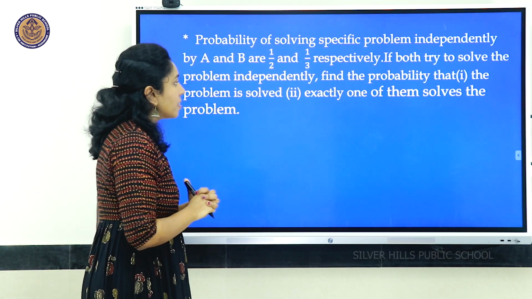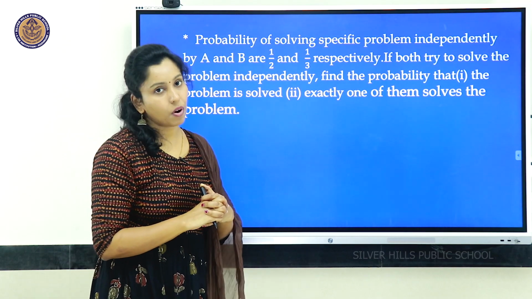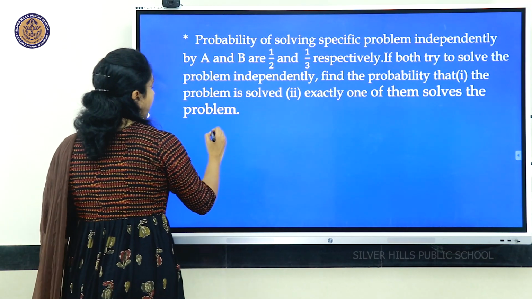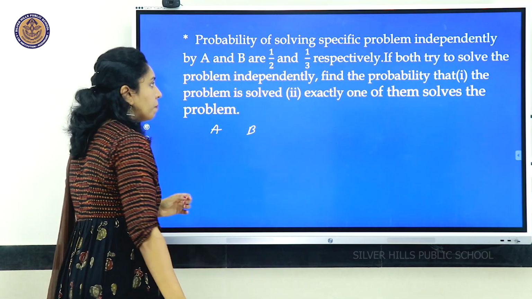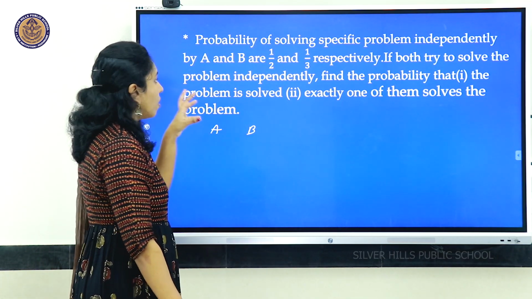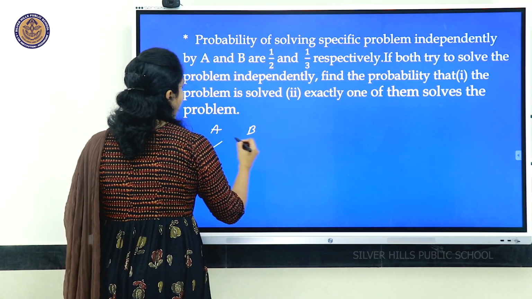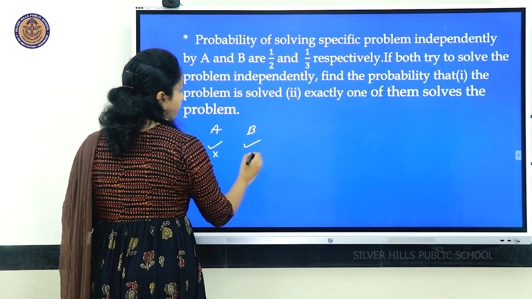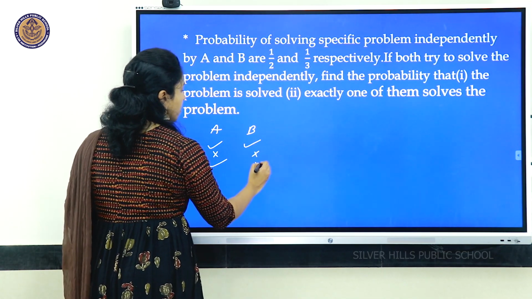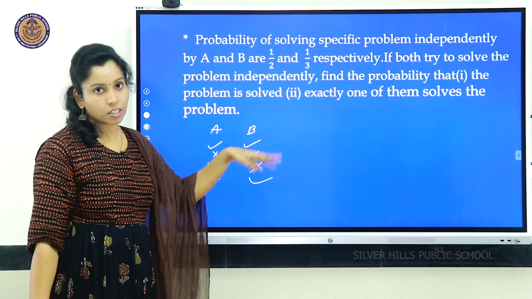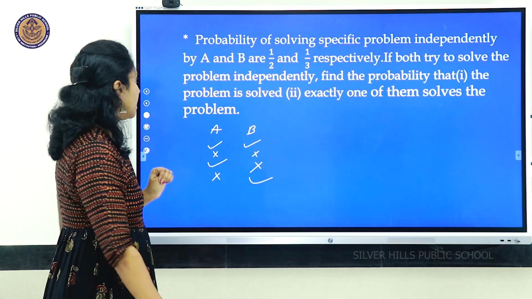Second one is exactly one of them solves the problem. Hope you understood the meaning. There are two people, A and B, and they are going to solve a problem, and they are solving it independently. So, what are the possibilities? Both can solve, both will not solve, if A solves, B does not, and if A does not, B solves. So, these are the possibilities. Total 4 possibilities are there.